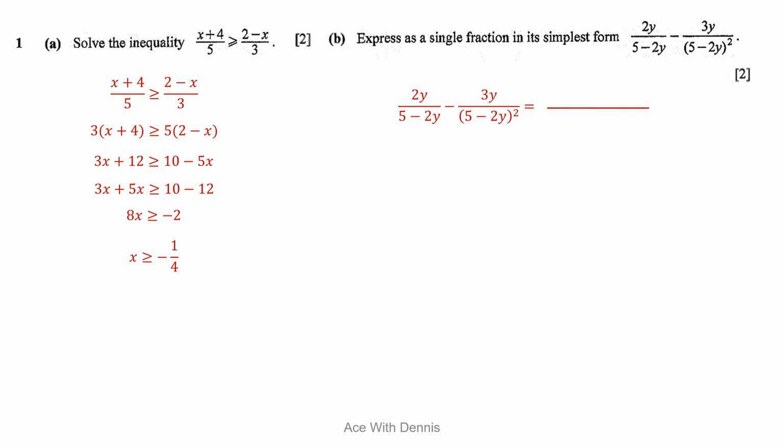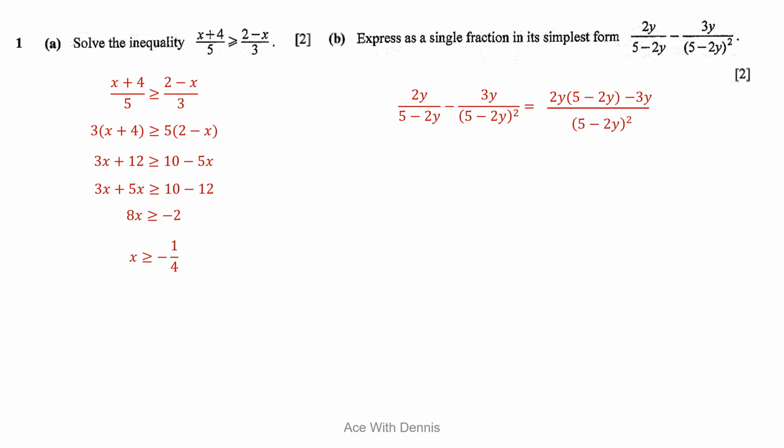So the first fraction is lacking a factor of 5 minus 2y. Then we make them have the common denominator. We have (5 minus 2y) squared. For the first fraction, the 2y needs to multiply with 5 minus 2y, and for the second fraction, the numerator just remains as minus 3y.